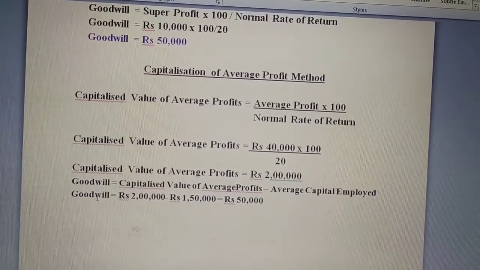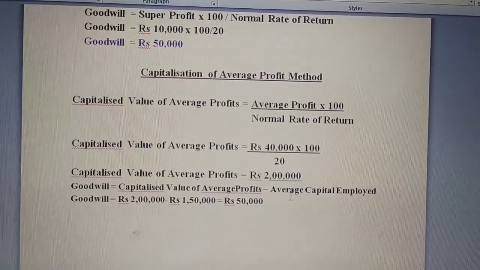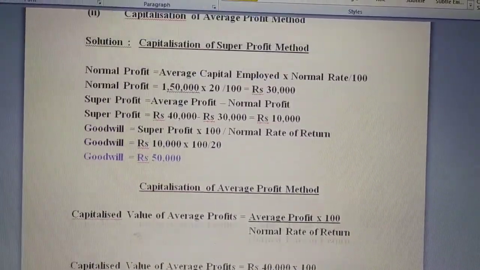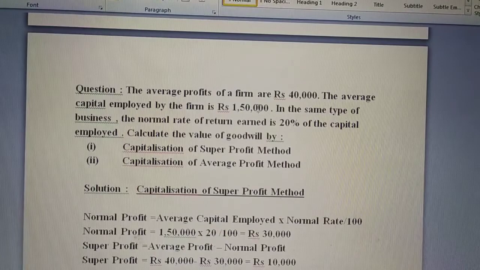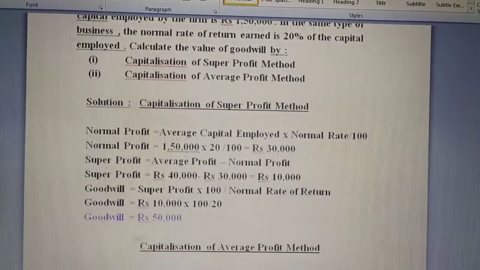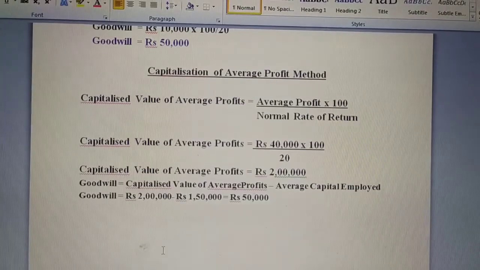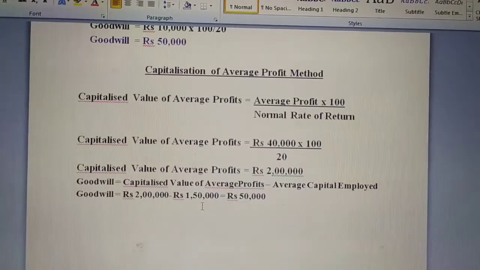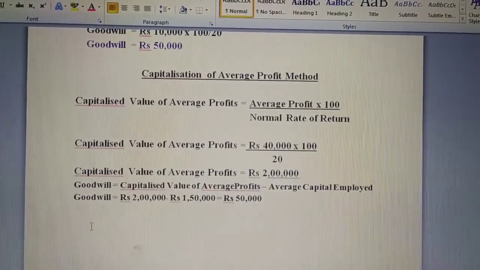What is the formula of goodwill under this method? Formula is capitalized value minus capital employed, average capital employed. Average capital employed is given in the question. As you can see, 1,50,000 is the capital investment. They have invested 1,50,000 and they are getting capitalized value of rupees 2 lakh. Subtract these two amounts, 2 lakh capitalized value minus their capital employed of 1,50,000. So this 50,000 is their goodwill.